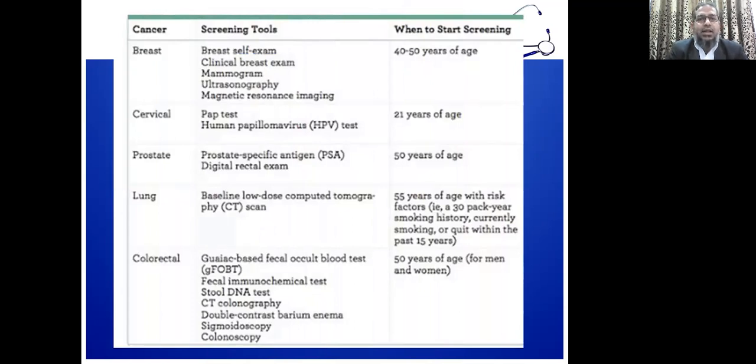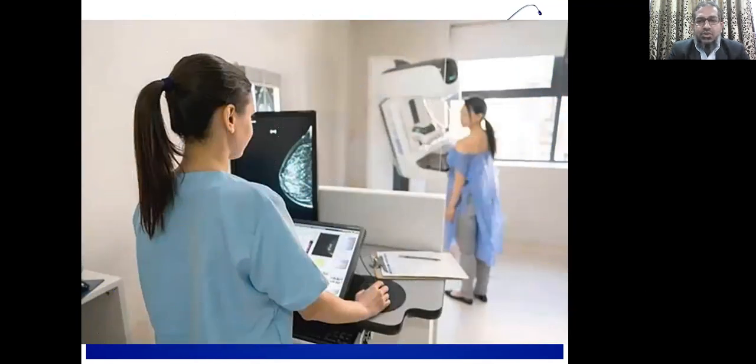Here it is shown in detail about the various screening tools for various types of cancers. You can see here that breast self-examination is very important. A female herself should examine her breast at the age of 40 or 50 years at regular intervals. Along with that, we can go for mammogram or ultrasonographic examination. For cervical cancer, we have PAP test and HPV test. For prostate, I told you, lung is the CT scan, and for colorectal cancer, we have the blood test for occult blood and colonoscopy, which should be started after the age of 50 years. This picture shows how mammography is done for breast cancer.